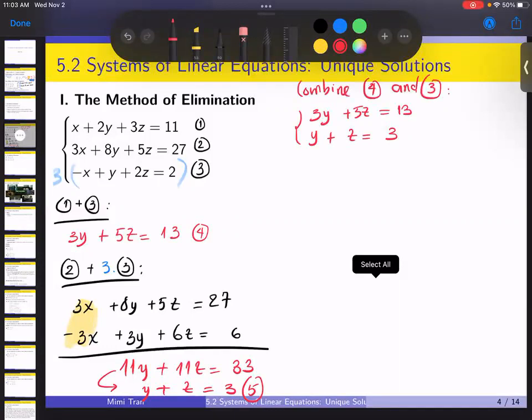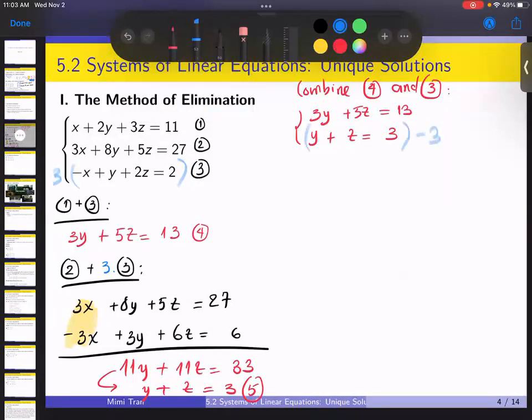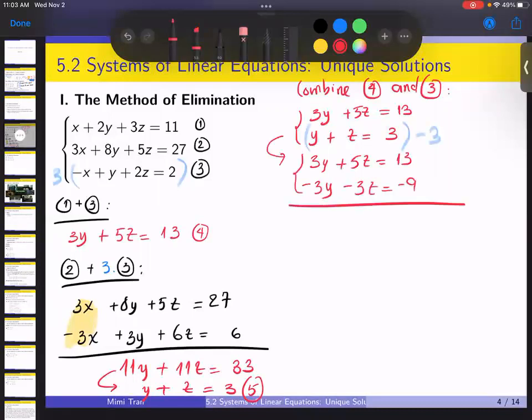It doesn't matter which one you eliminate. Multiply the bottom by negative 3. I want to eliminate y. Rewrite the first one: 3y plus 5z equals 13. The bottom one would be negative 3y minus 3z equals negative 9. Then you add. That should be gone. 5z minus 3z is 2z. 13 minus 9 is 4. z equals 2.